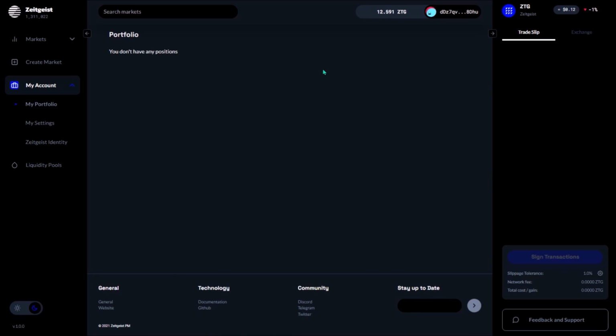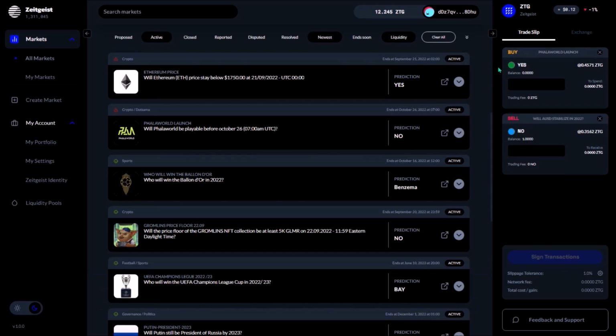This way you can freely buy or sell outcome tokens of any prediction market anytime and take advantage of price fluctuations. This trade slip option allows you to add multiple buy or sell orders. So for instance, I can add I want to buy one Yes token in Fala World Launch Market and I also want to sell one No token from this Will AUSD Stabilize in 2022 market.